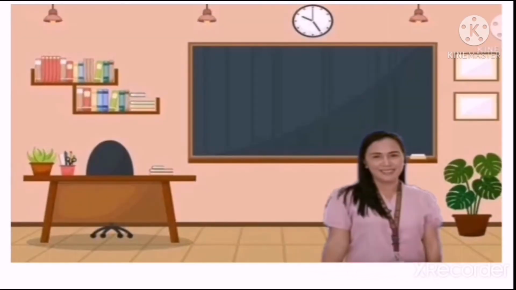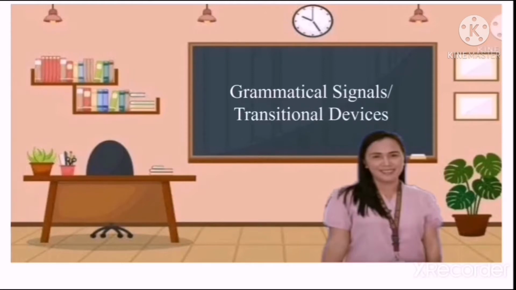When writers develop ideas, they use words that will help them in conveying thoughts more clearly and properly. This is what we call grammatical signals or transitional signals. For today's lesson, we will focus on the use of grammatical signals that the writer used in shifting, developing, setting up, or summarizing a set of ideas.